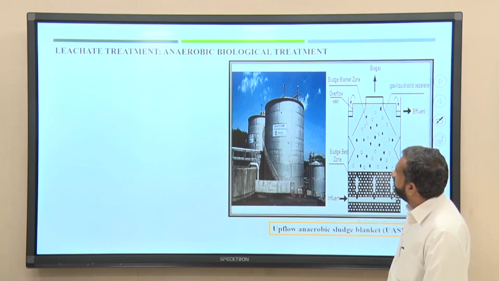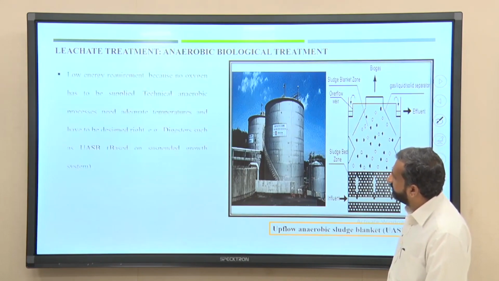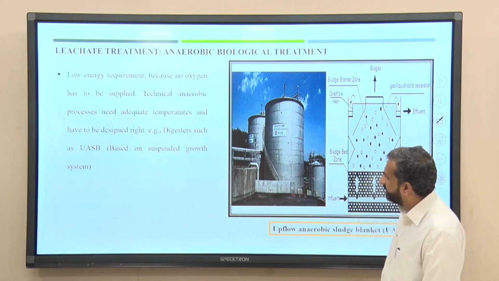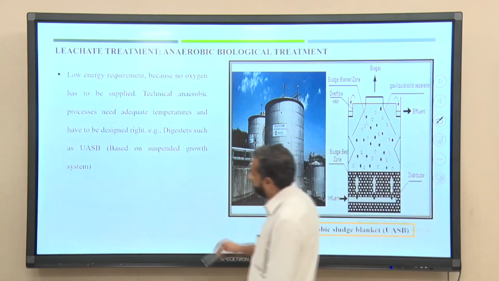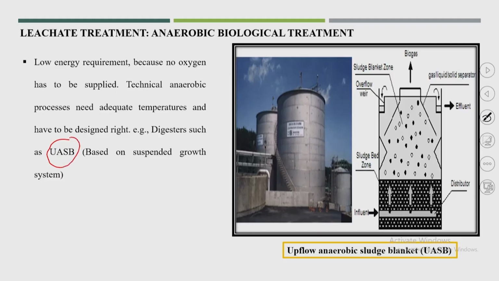Next is an anaerobic biological treatment facility, where the major unit is the UASB technique. UASB is an upflow anaerobic sludge blanket clarifier. This is a very common technology for sewage treatment, and even the activated sludge process, RBC, and aerated lagoons are all sewage treatment facilities.